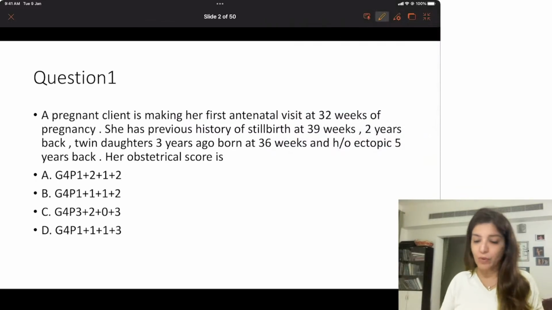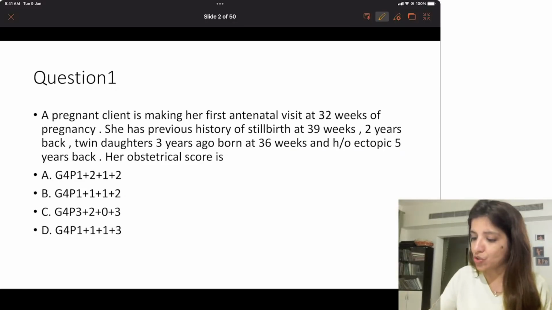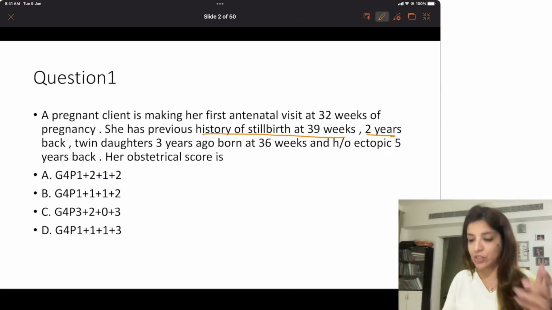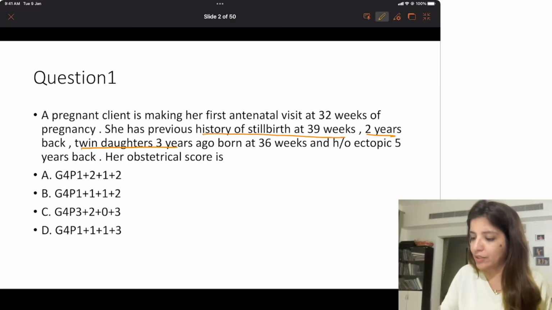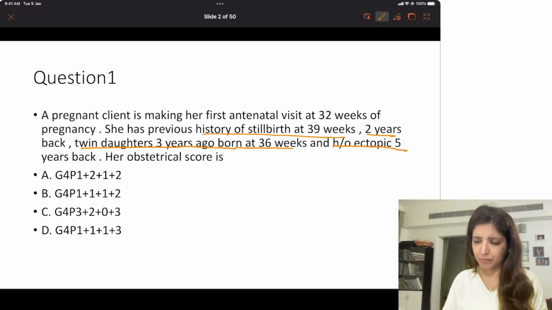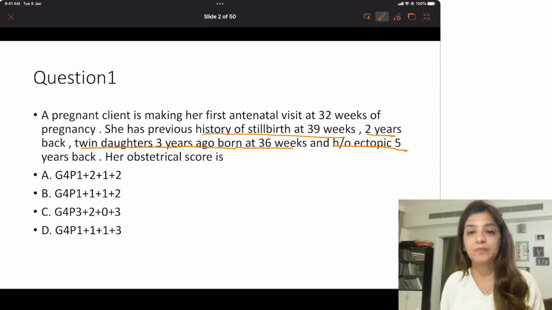So question number 1: we have a pregnant client who is making her first antenatal visit at 32 weeks of pregnancy. She has a previous history of stillbirth at 39 weeks, 2 years back. She has twin daughters from 3 years ago, born at 36 weeks, and she has a history of ectopic 5 years back. Her obstetrical score is, so tell me, what is her obstetrical score?